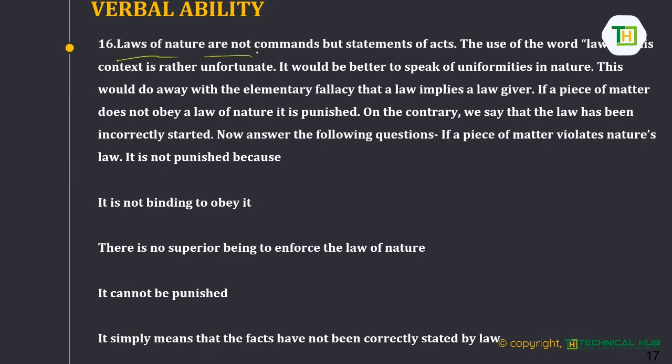Laws of nature are not commands but statements of facts. The use of the word law in this context is rather unfortunate. Whether fortunate or not, it is all talking about laws only. Now, if a piece of matter violates nature's law, it is not punished because it is not binding to obey it.